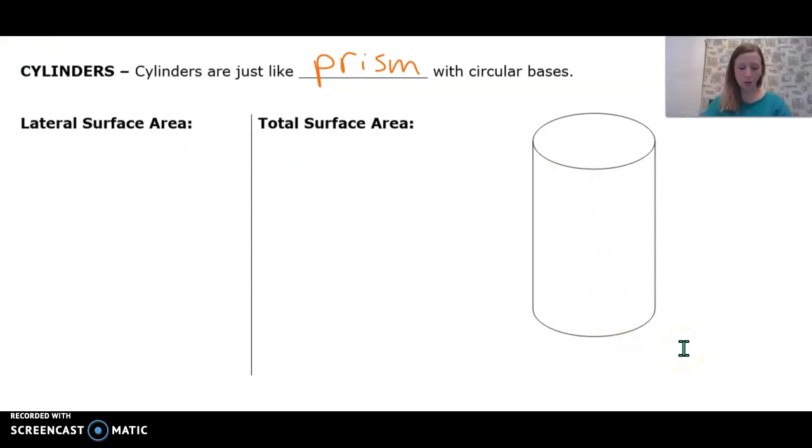Okay? The lateral surface area, we'll call that LA. The lateral surface area is 2 pi RH. The R stands for radius, the radius of the circular base, and the H stands for the height of your cylinder. Now remember, when you're finding total surface area, that means you're including the top and the bottom, the bases. The lateral surface area is the rounded part of the cylinder, but the top and the bottom are called the bases, and we include those in the total surface area.